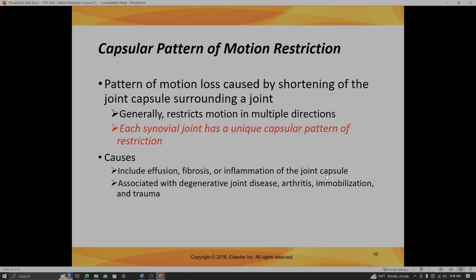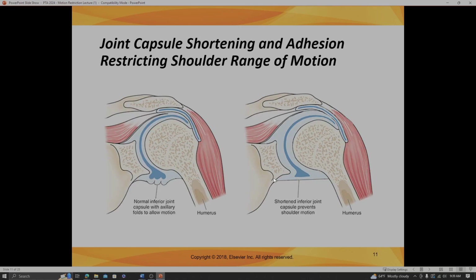It could just happen by the fact that you maybe have some adhesion within the capsule. You could have effusion, which would be swelling within the capsule, a certain level of fibrosis, which is an excessive laying down of fibrous connective tissue, or inflammation. All those things can cause restrictions in the joint capsule. And these are associated with things like DJD, arthritis, immobilization, and trauma.